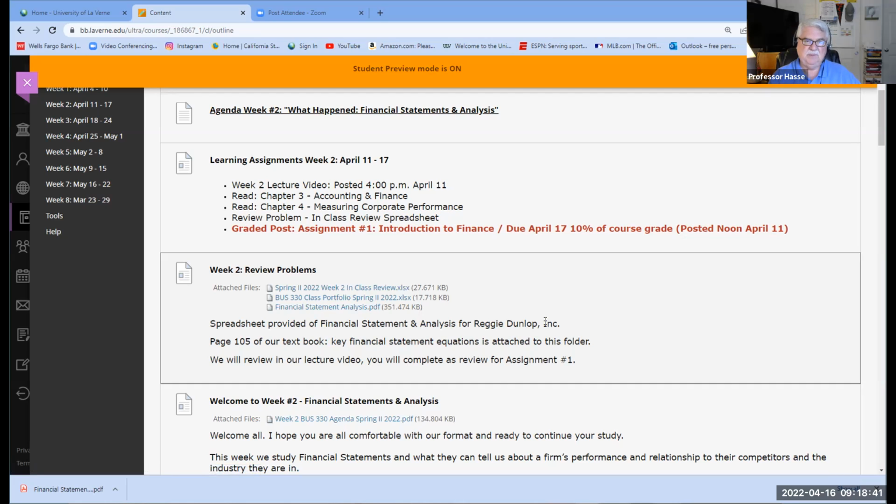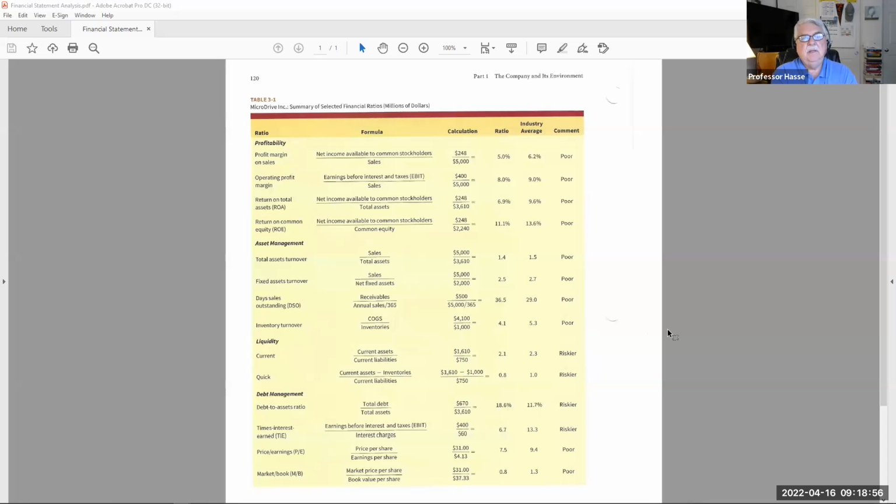So let's take a look at page 105 of our textbook. And here it is right here. These are all the key indicators that are defined and talked about in chapter four. And in the review spreadsheet that we're going to look at in a minute are the key indicators that you specifically need to know, especially coming to do with assignment number one. And in assignment number two, you'll do some work in this as well.